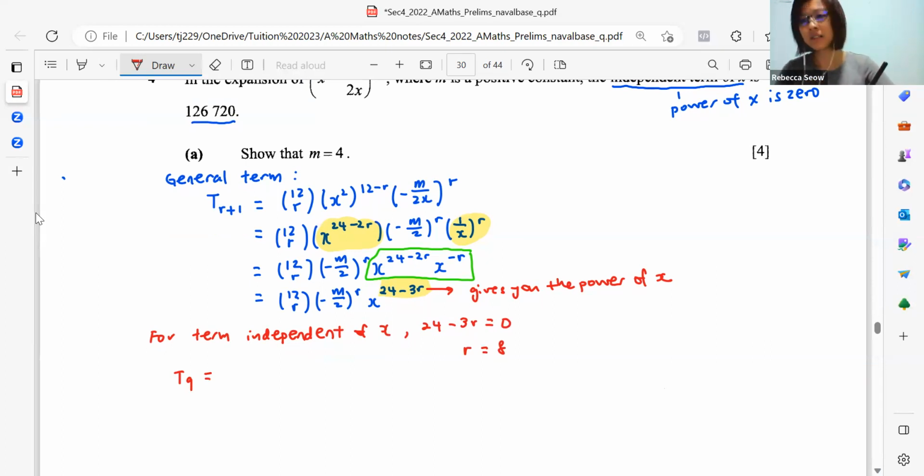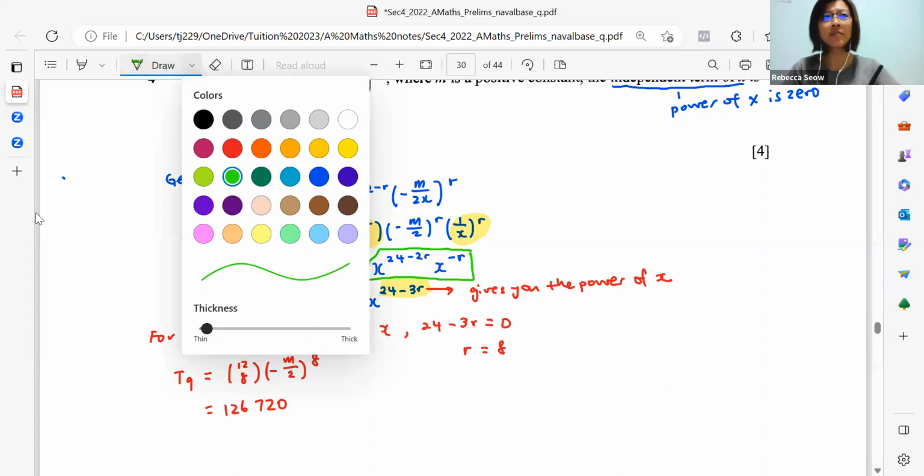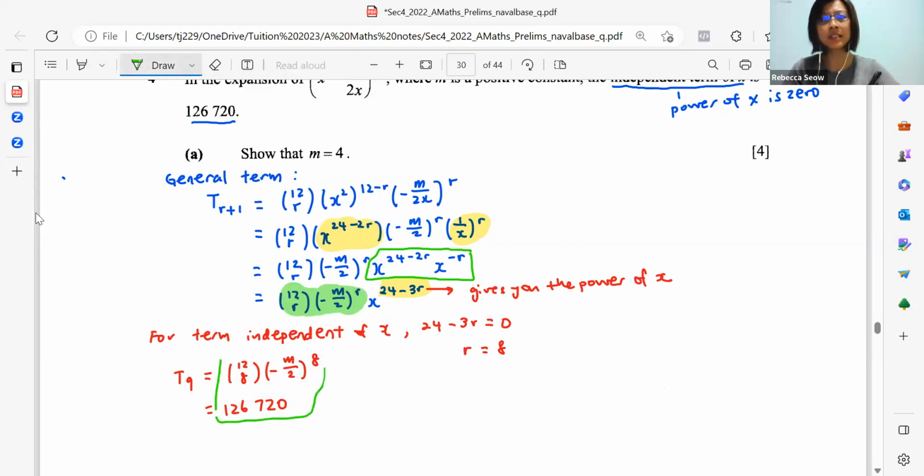And what is its coefficient? Well, the coefficient can be taken from this part of the general term. I am going to substitute the value r equals 8 into this portion that I've highlighted in green. And this would give you the coefficient 126,720. Now, how can we find the value of m? We find the value of m by solving for this.